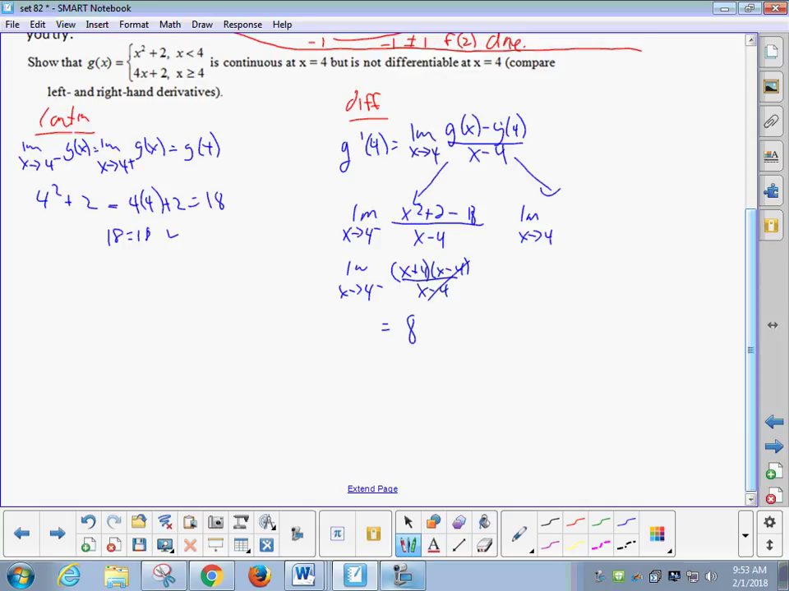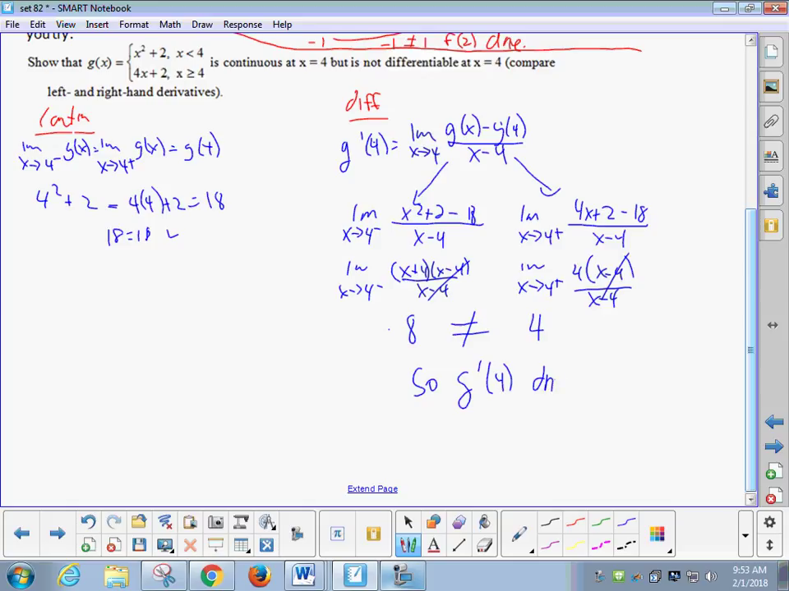As you approach from the right, though, I'm using a different function, 4x plus 2. 4x minus 16 would factor into 4 times x minus 4. The x minus 4 drops away, and that limit is 4. Those are not equal. So g prime at 4 does not exist. Okay? How'd that go?